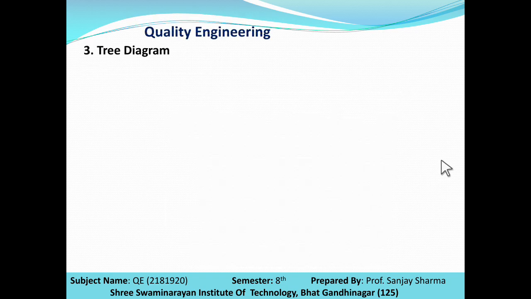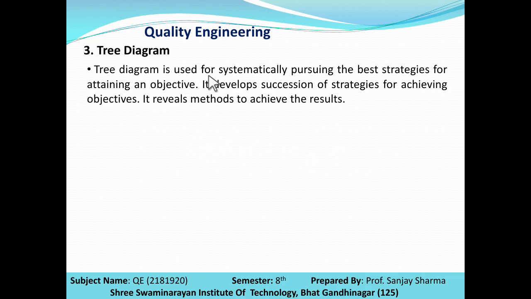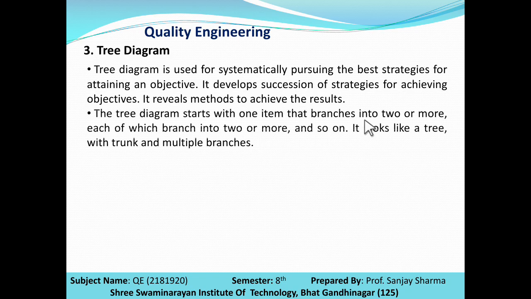The third one is the tree diagram. The tree diagram is used for systematically pursuing the best strategies for attaining an objective. Suppose an industry has made one objective. If we are strategically going to achieve that objective, then the tree diagram will play an important role. It develops a succession of strategies for achieving objectives. It reveals methods to achieve the results, so in order to get the results, it will reveal or recheck the methods which affect the results.